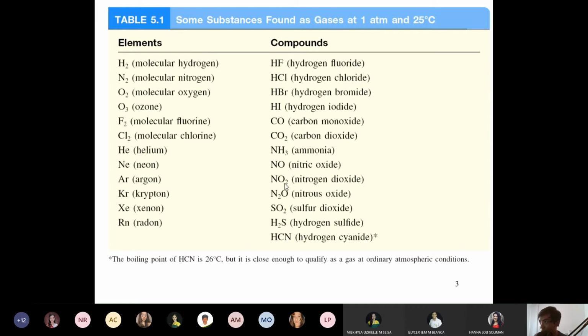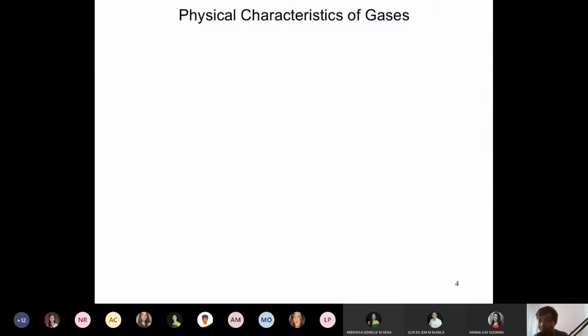Ano pa ba yung mga gases? SO2, N2O, NO2, these are some toxic gases that are found in the atmosphere. They contribute to the acid rain. So, yan. So, medyo delikado sila, but they exist as gas. Okay. So, yan yung mga example ng gases. You do not have to remember them. Just be familiar na, uy, ito gas to, under normal conditions. So, yan. So, these are our examples of gases under normal conditions.